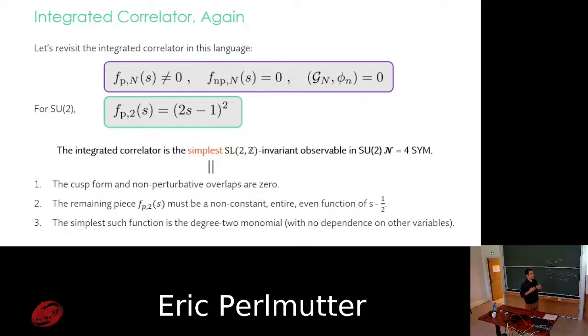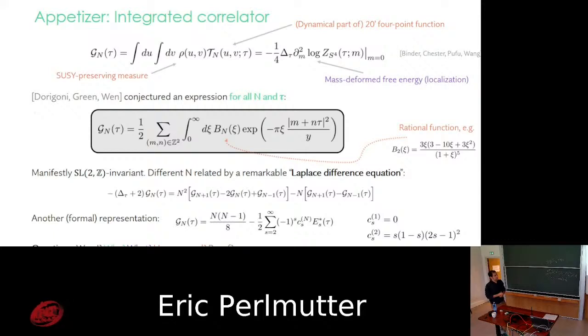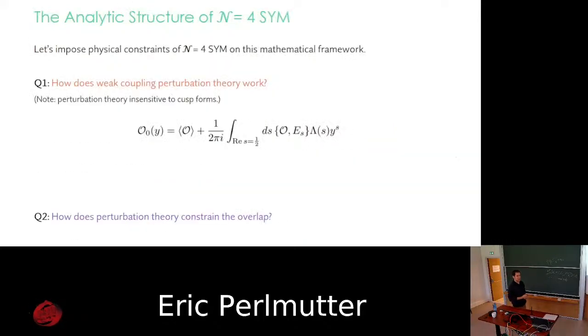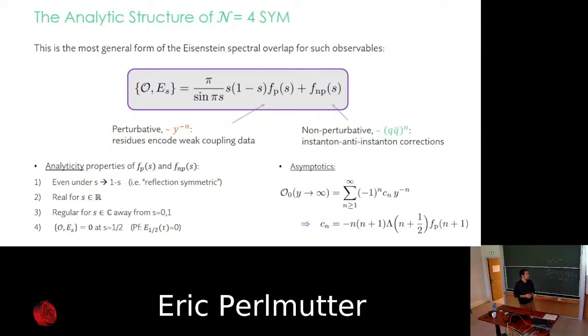And what do I mean by simplest? I'm trying to say something that I think is very uncontroversial, which is we have three functions. The two that can vanish do vanish. This one has to be a non-constant entire even function of s minus a half. What's the simplest such function? It's just the degree 2 monomial. So up to an overall scaling, that's the simplest thing you could write down. And it's remarkable that this observable actually realizes that possibility. In this form, none of this simplicity was obvious. This is rather simple and elegant, but 2s minus 1 squared is even simpler. And in fact, it's the simplest thing you can have consistent with the constraints.